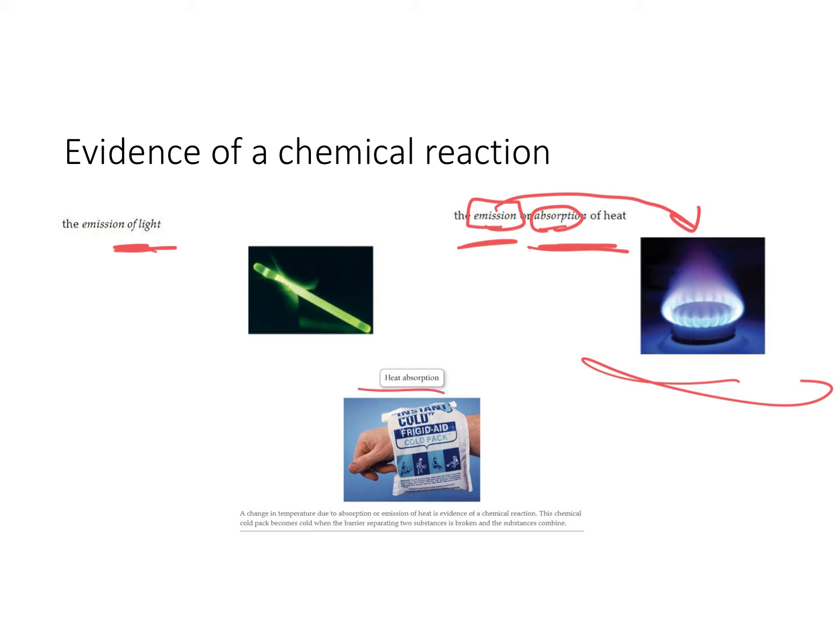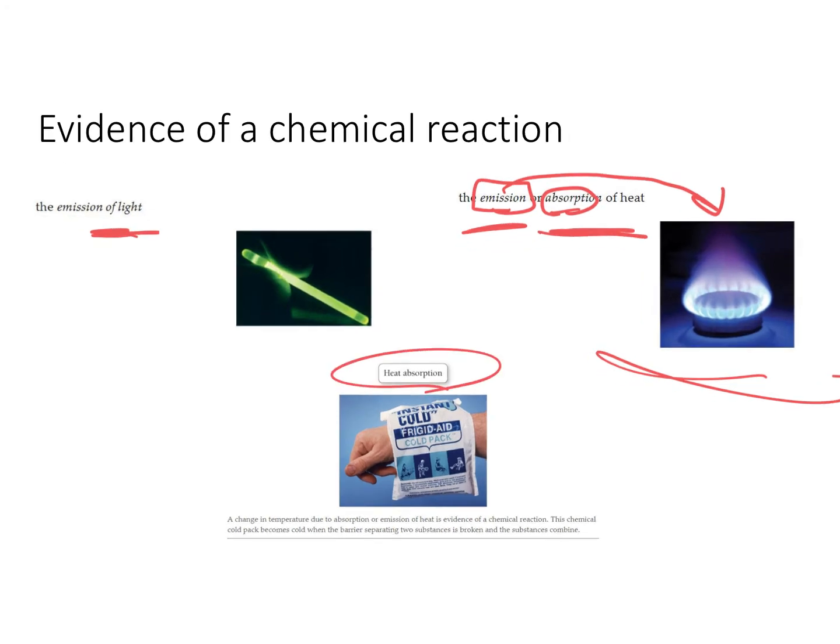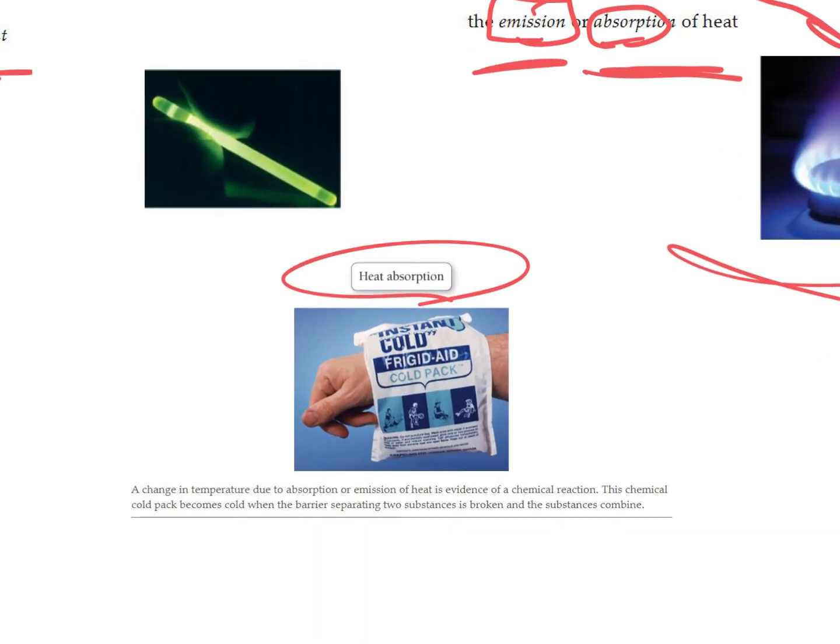And also heat absorption. Here I also included the description that if you have the chemical cold pack, as soon as you separate these two parts that are separated by this barrier, as long as you break the barrier, you feel cold, if you put that in your hand, for instance, right? So that is because of the reaction that is occurring. It absorbs heat, so you feel cold. Does that make sense?